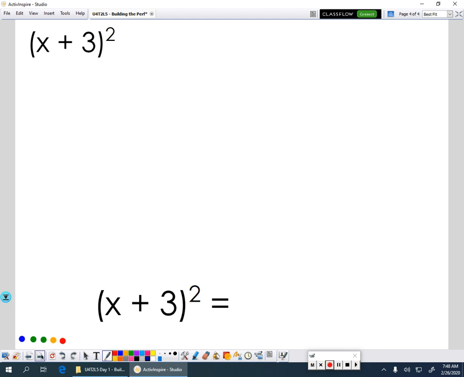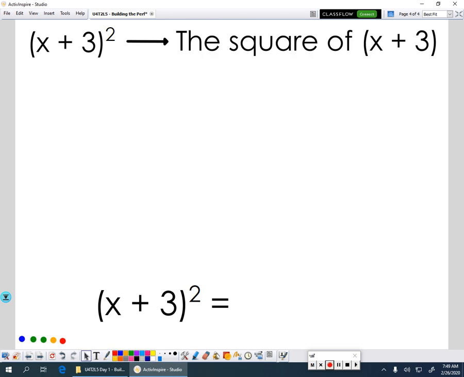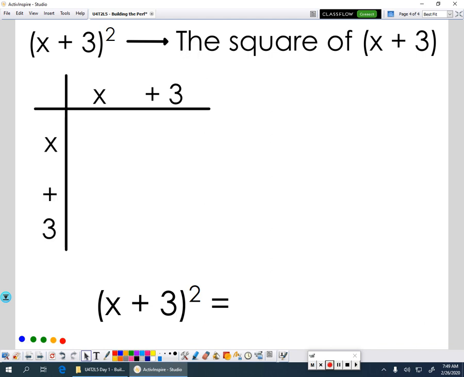x plus 3, we're going to follow the same model. So what I'm looking for is, what is the square of x plus 3? So we're going to set this up. Remember, it's a multiplication problem, our length and our width. And we're going to start off. We're going to do x times x, which is going to give me my x squared.